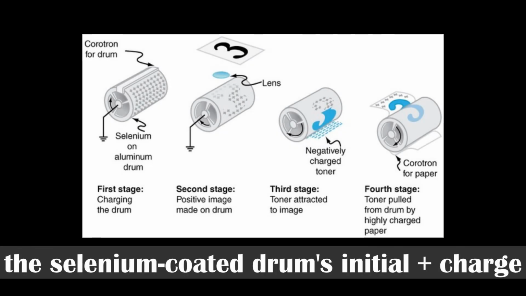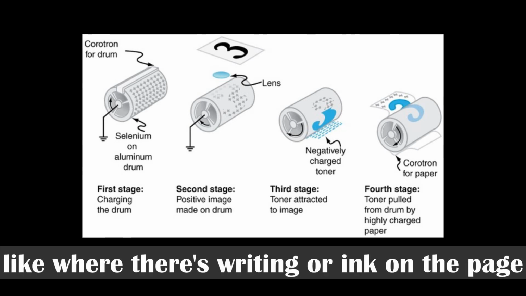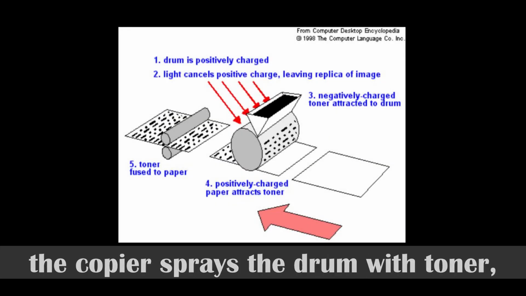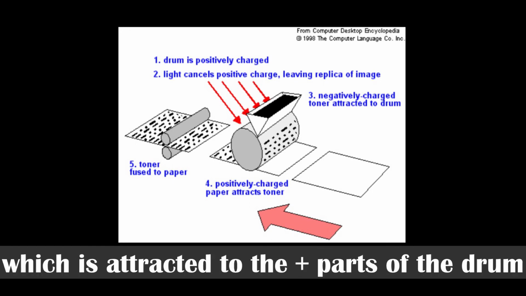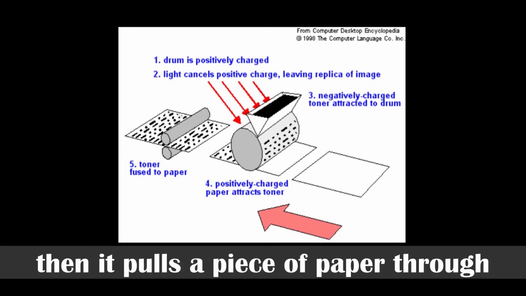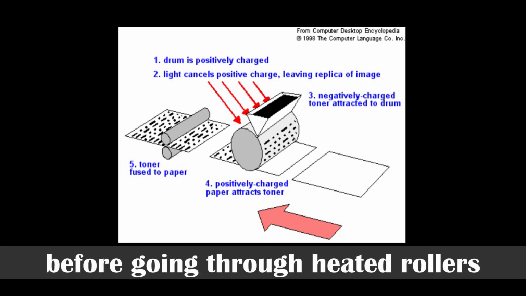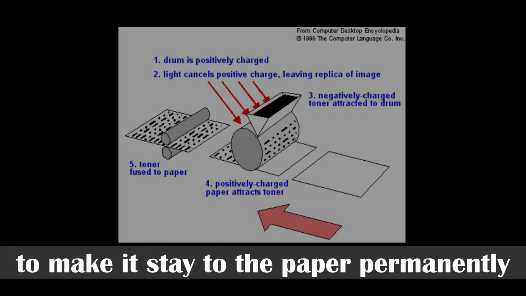The selenium-coated drum's initial positive charge is neutralized, and where it's dark, like where there's writing or ink on the page, the positive charge stays. The copier sprays the drum with toner, a powder with a negative charge, which is attracted to the positive parts of the drum. Then it pulls a piece of paper through, which pulls the toner onto it before going through heated rollers that melt the toner to make it stay on the paper permanently.